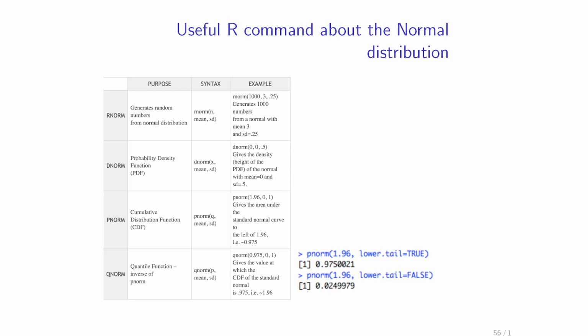So here I put a little table of useful R functions related to the normal distribution. rnorm generates random numbers from a normal distribution, if you didn't want to go through the motion of first doing a uniform and then using the inverse of the CDF with the qnorm function. dnorm gives you the probability density function. So for example, dnorm of 0.05 gives you the density, the height of the normal with mean 0 and standard deviation 0.5. pnorm gives you the area under the standard normal curve.